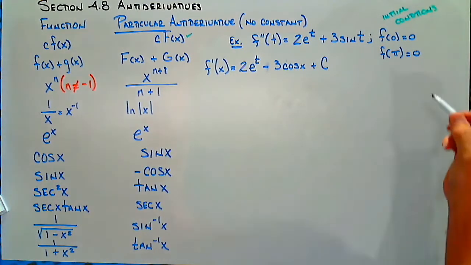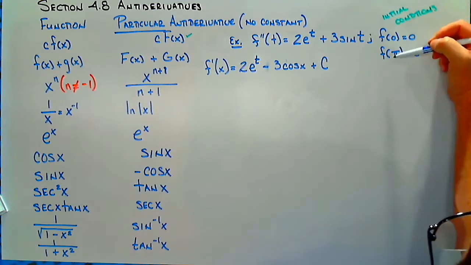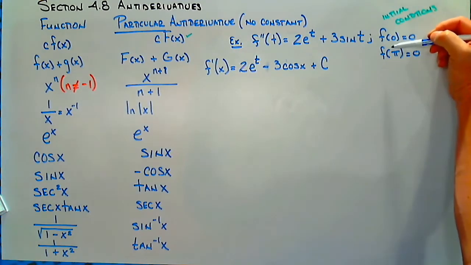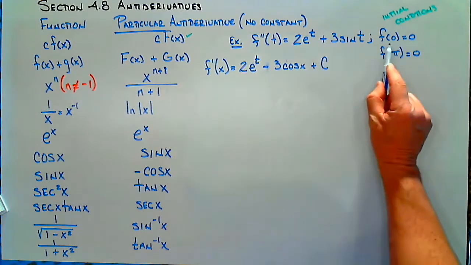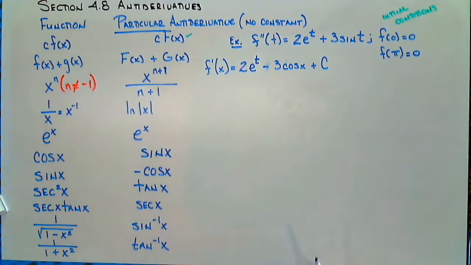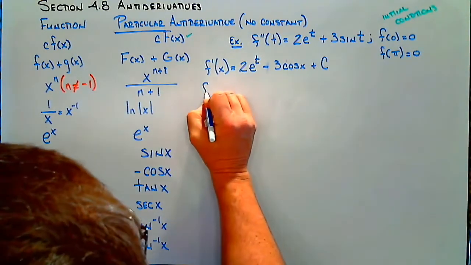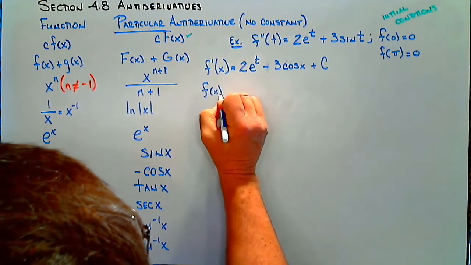Now, if one of these initial conditions had a prime on it, which they do not in this example, I picked this example specifically because they don't, but if one of these initial conditions had a prime, then I would use that initial condition right now on f prime, and I would solve for c. But in this case, our initial conditions are both in terms of f. So we must now take the antiderivative of this.